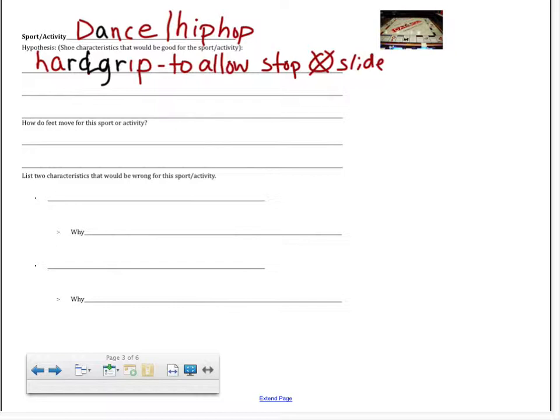He says smooth bottom, for less friction.